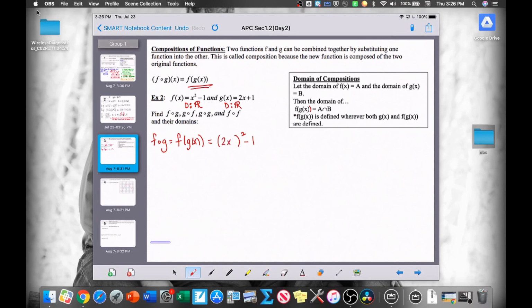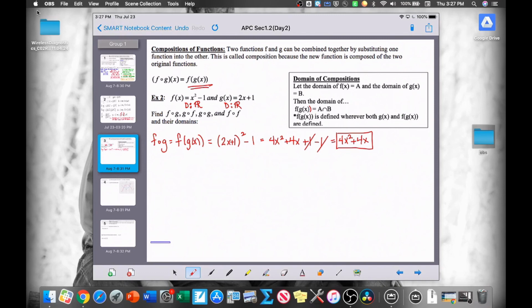So I put my 2x plus 1 inside my parentheses. And then, of course, I can do some simplifying here because 2x plus 1 quantity squared, that's going to be a FOIL. That's going to give me 4x squared plus 4x plus 1. And then I have the minus 1. And when I combine like terms, the minus 1 and the plus 1 cancel, so I'm left with 4x squared plus 4x as my final answer.